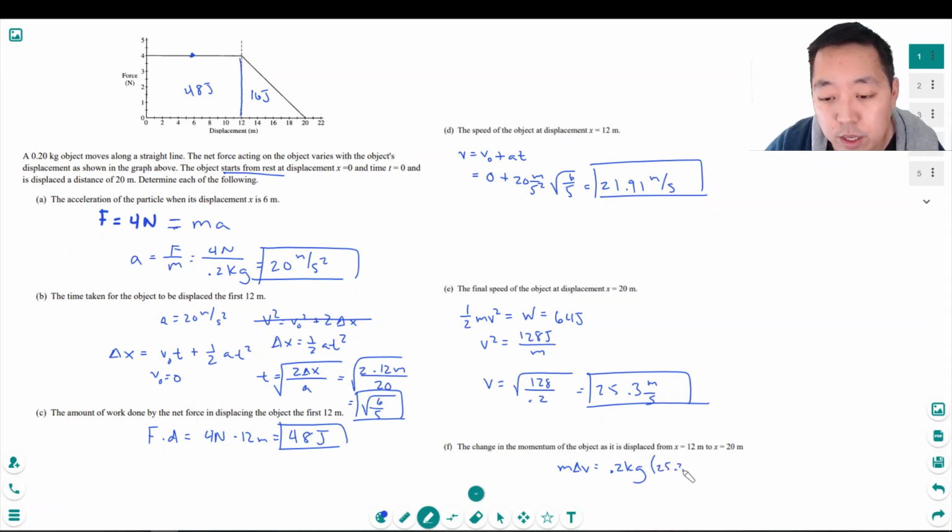I wonder if you guys would think about what scenario would have a changing mass. A not very common example is a rocket launch, because the rocket gets lighter as it burns fuel. And so the change in momentum is 0.678, and the units of momentum are kilogram meter per second.